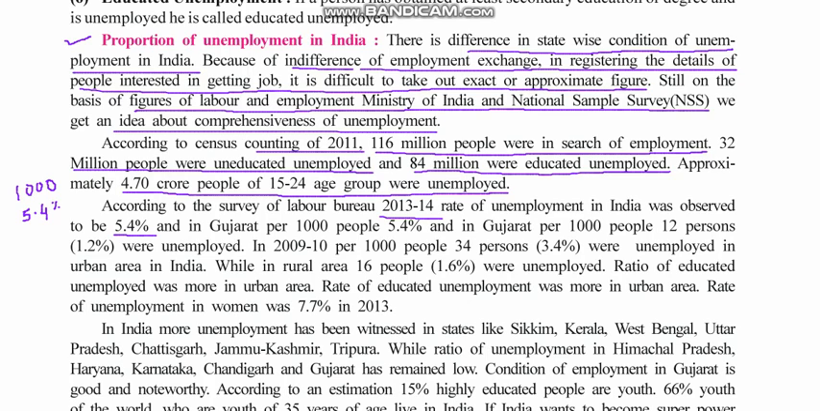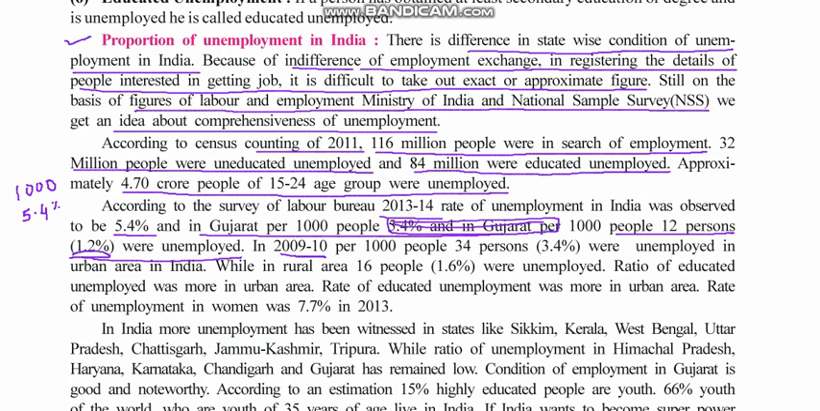See, and in Gujarat, out of 1,000, it was 1.2 that were unemployed. So in Gujarat it is 1.2, that is lower than the national level.